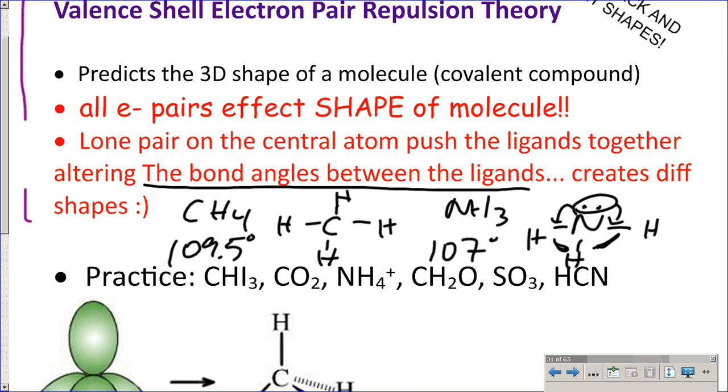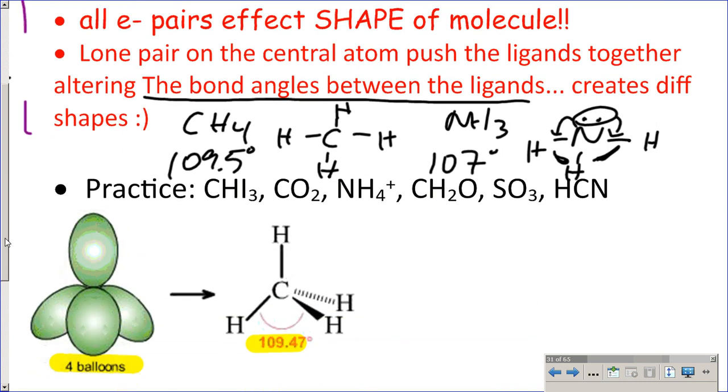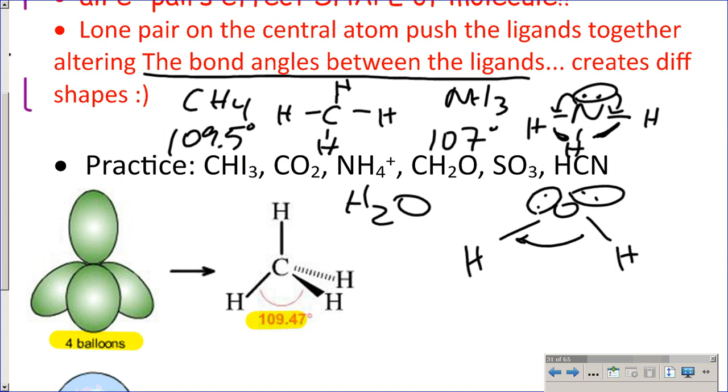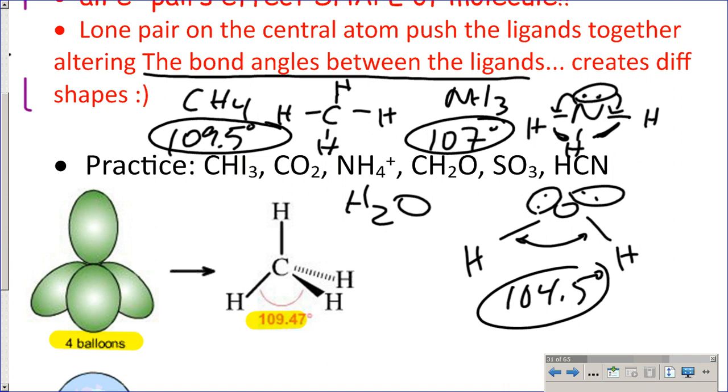Now let's go one more down. Let's go to water. Water, H2O, makes a shape like this. Two huge lone pairs. What do you think is going to happen between this angle? How much smaller? 2.5 lower, so 104.5. Good. Sounds like we're shouting out radio stations. 109.5, 107, and 104.5. We can make a rap with that.